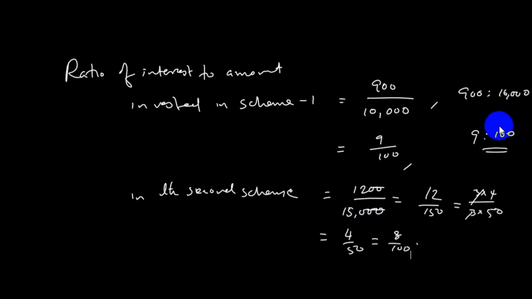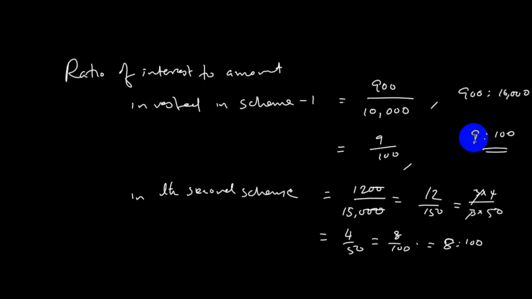Here, if the investment is 100, 9 rupees interest is obtained in the first scheme. In the second scheme, if the investment is 100, 8 rupees is obtained. This one also can be written as 8 is to 100. This one tells us that for 100 rupee deposit investment, 9 rupee interest is there. Therefore, the interest rate is 9%.